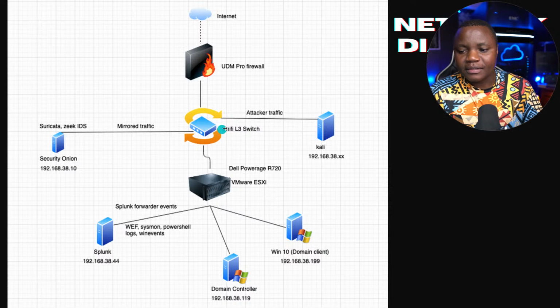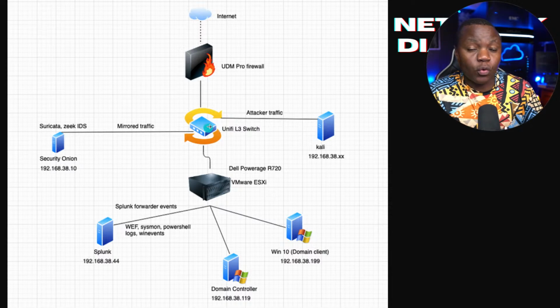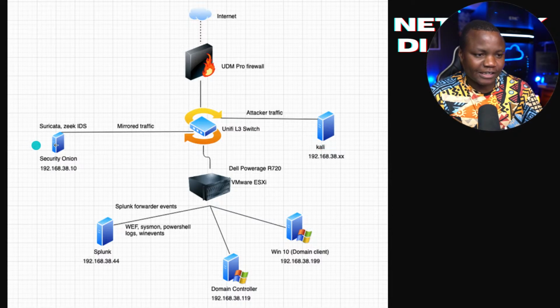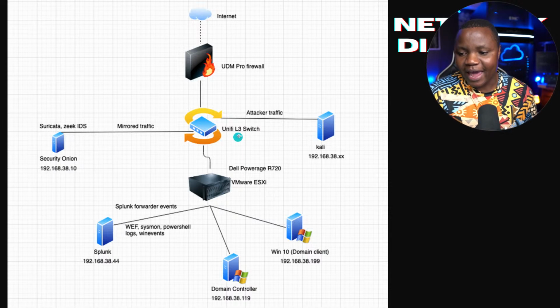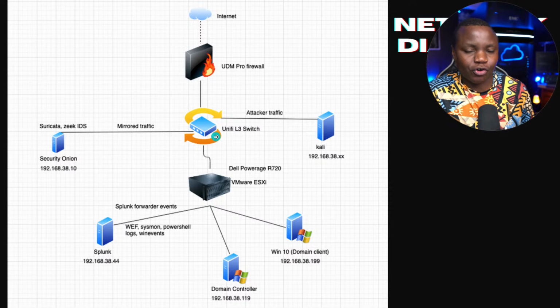But down here on this VLAN, the 192.168.38 network, we have a Kali Linux machine, which I'm going to show you and I'll be using. And we have an intrusion detection system. This is the secret sauce right here. We have a layer 3 Unify switch. It does drop packets.